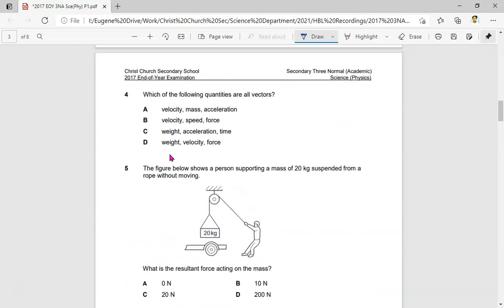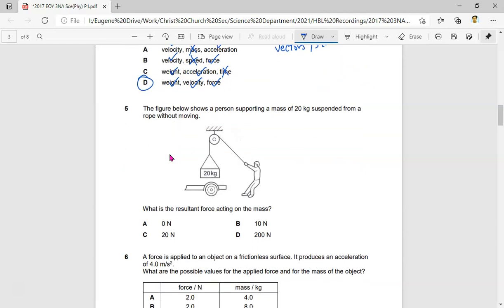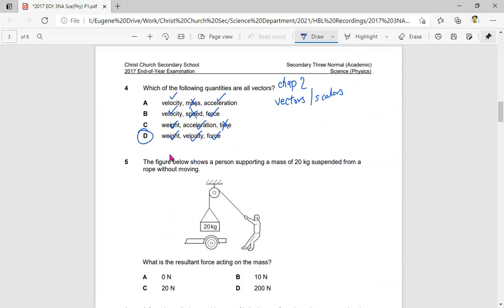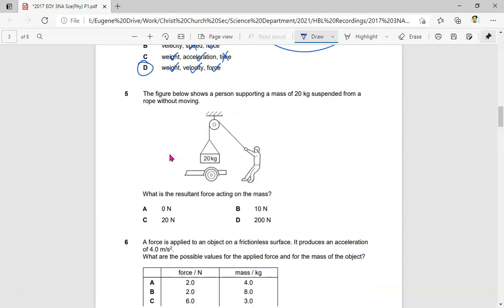Question 4, which of the following quantities are all vectors? So under your chapter 2, you will talk about vectors and scalars. So you need to remember them. Take note of all this. Velocity is a vector, mass is not, acceleration is. Velocity is, speed is not, force is. Weight is a vector, acceleration is a vector, time is not a vector. Weight is a vector because it's a force, velocity, yes, force, yes. So the answer here is D. So this one is either you know or you don't know, because all this is in chapter 2. So go and remember them.